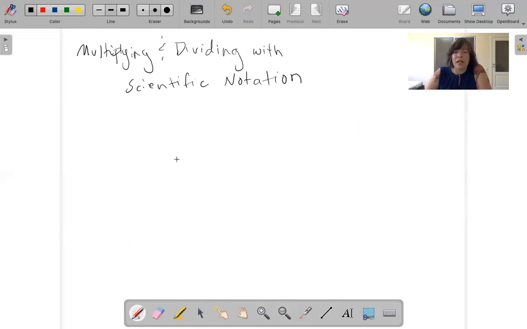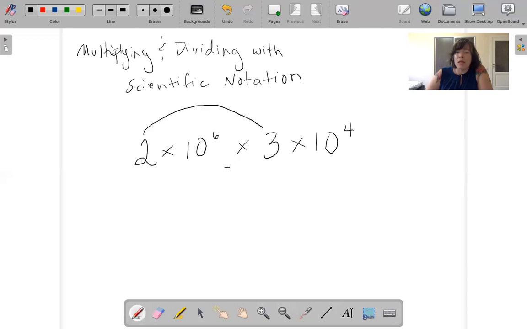Okay, scientific notation. Let's do 2 times 10 to the 6th times 3 times 10 to the 4th. Now watch this. I can multiply them in any order I want. I'm going to multiply the 2 times the 3 and the 10 to the 6th times the 10 to the 4th. So I'm going to switch it up. I'm going to do 2 times 3 times 10 to the 6th times 10 to the 4th.